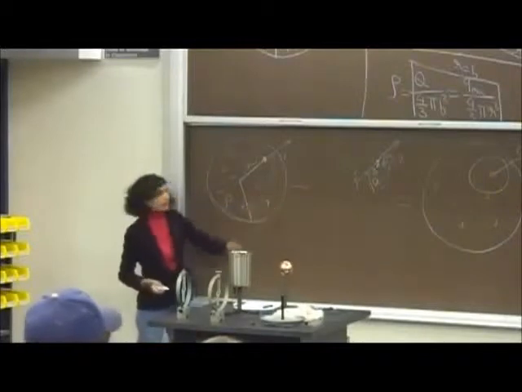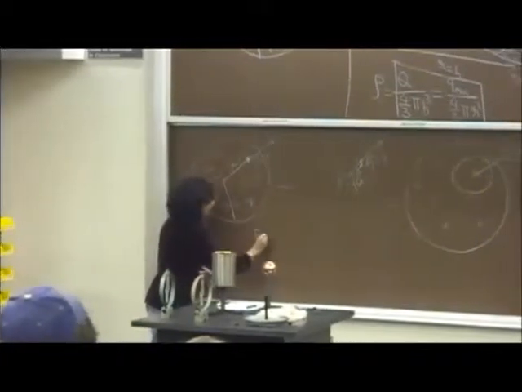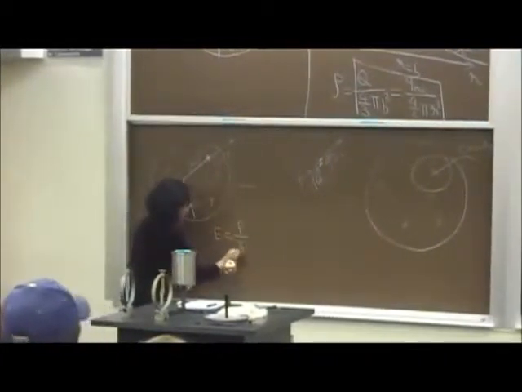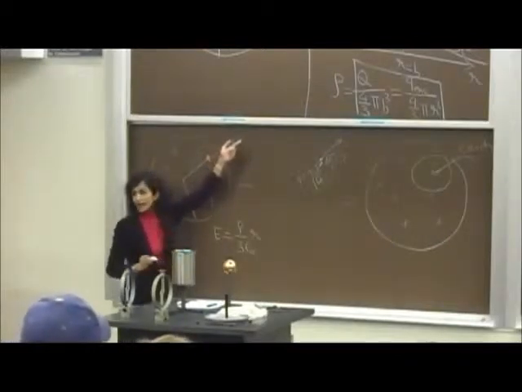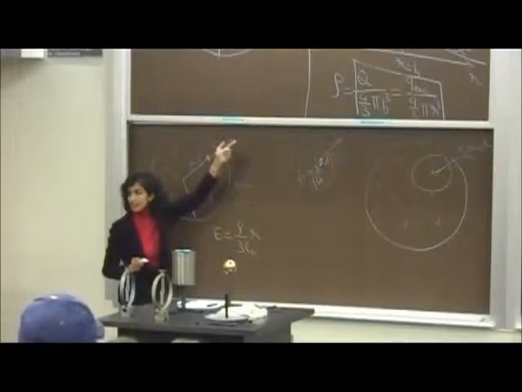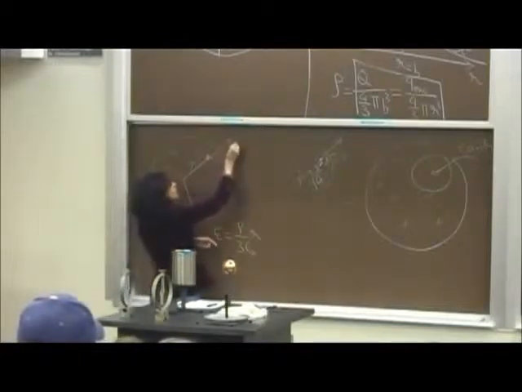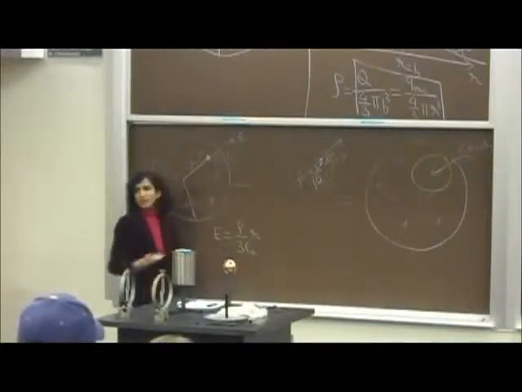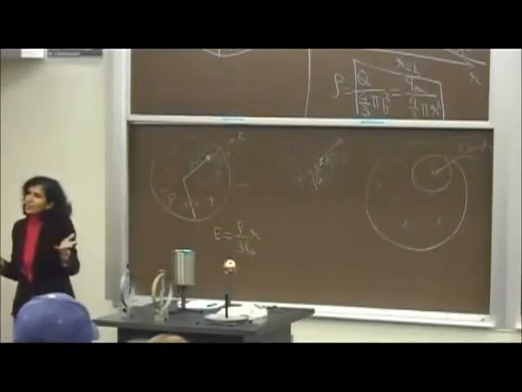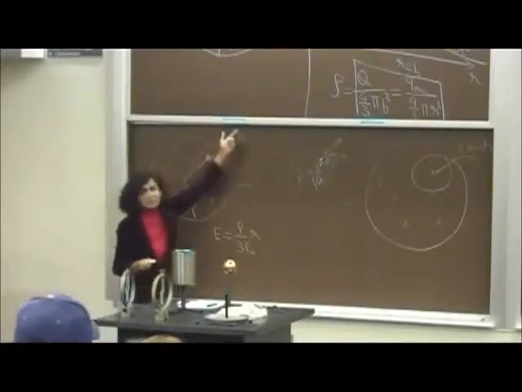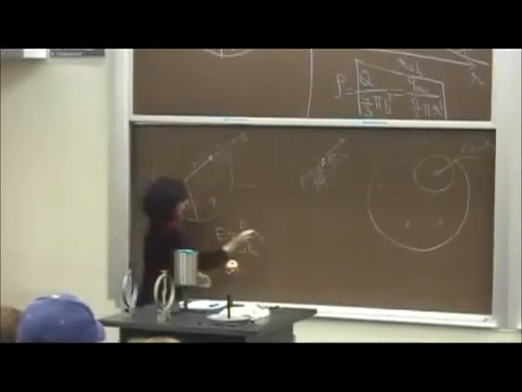So E is equal to rho over 3 epsilon 0 times r, and it's in the r hat direction. Is everybody seeing that it's in the r hat direction? Are you familiar with the unit vector? Unit vector r hat just tells you that you're talking about the radial direction. So I'm just going to call it the r hat direction.